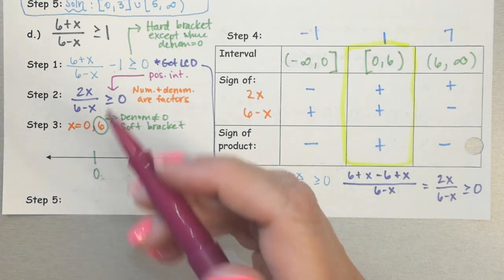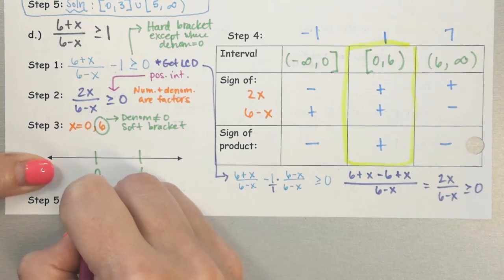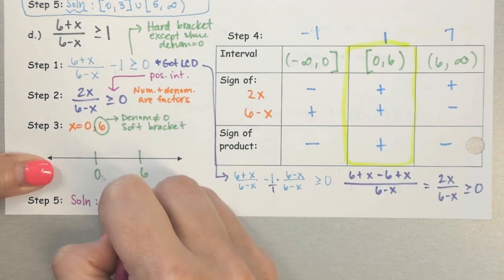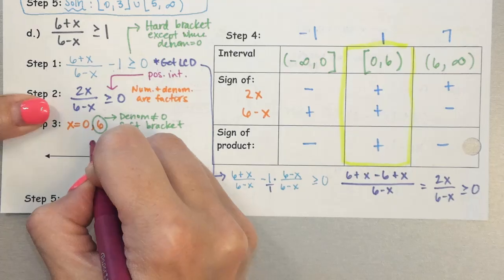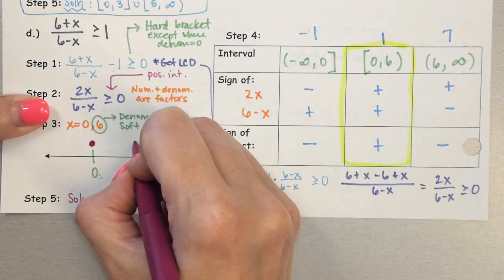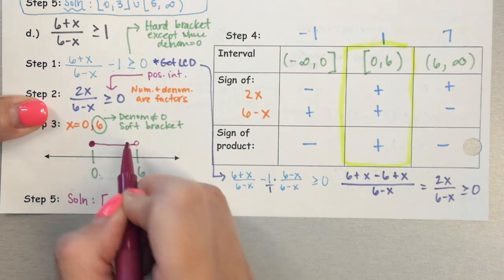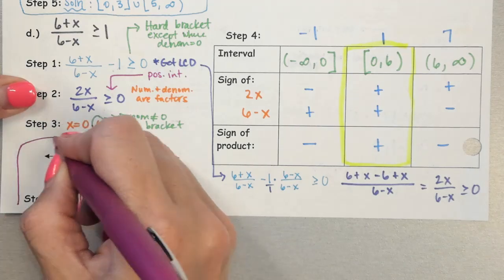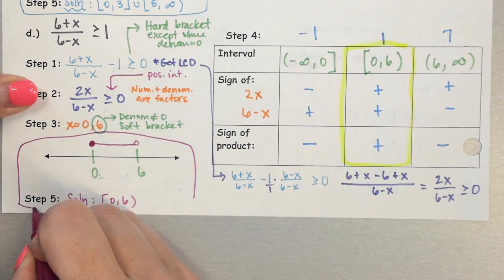So your solution is 0 to 6. You are going to put a closed circle at 0, an open circle at 6, and you're going to connect those together.